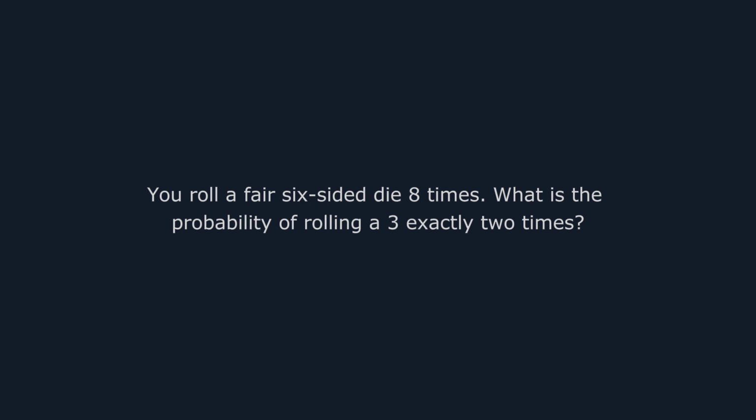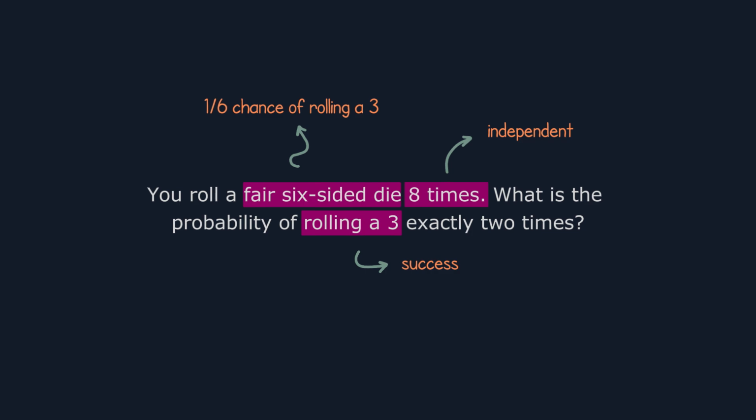This is a classic example of a binomial distribution because we have a fixed number of trials, which is 8 rolls of the die. And each roll is independent, meaning the outcome of one roll doesn't affect the others. Also, there are only 2 possible outcomes for each trial in terms of what we're interested in. Either you roll a 3, which we'll call a success, or you don't, which we'll call a failure. Lastly, the probability of rolling a 3 on any given roll is constant at 1/6, since there's only one 3 in the 6 faces of a die.